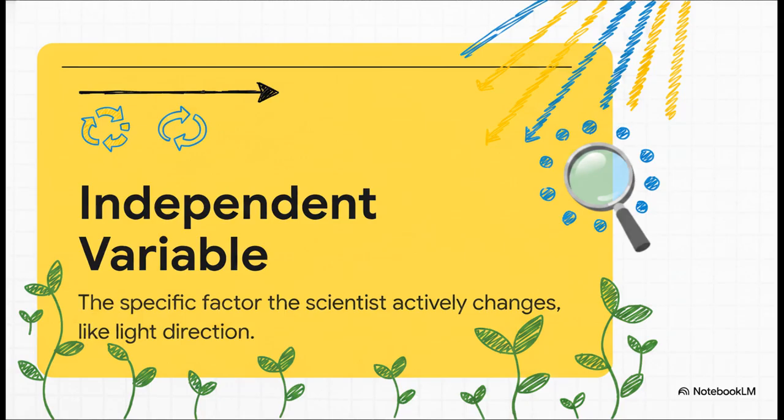Now, to actually test that alternative hypothesis, you need to manipulate exactly one element in your experiment. We call this the independent variable. Let's think back to our plant example from earlier. The independent variable is the direction of the light. You're actively controlling and changing this single specific factor to see what happens.